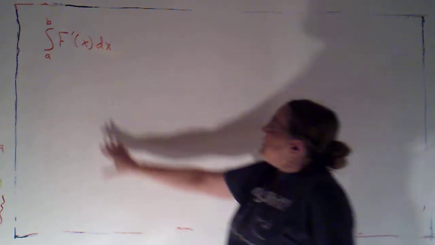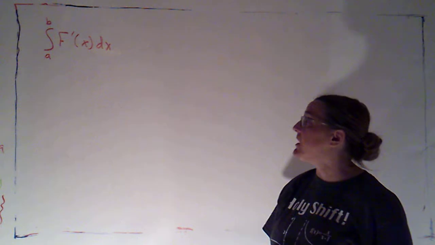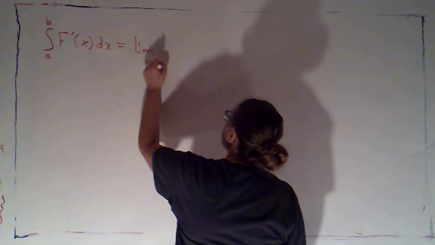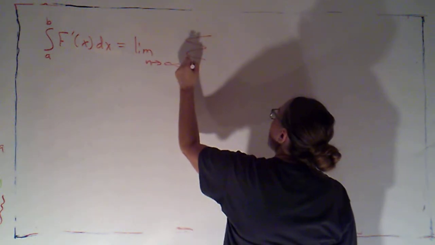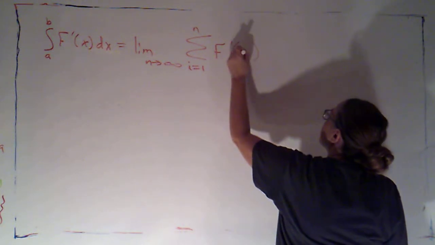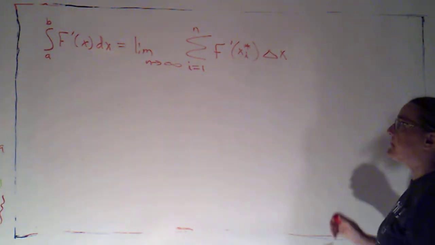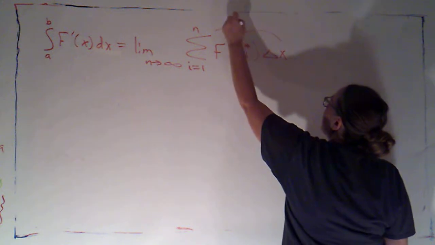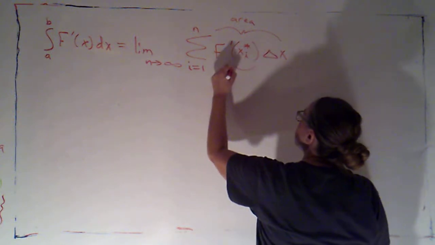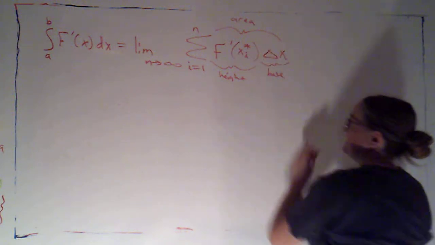Okay, so that's a definite integral. I know that's going to be a limit of a Riemann sum. So I can write this as the limit as n goes to infinity of the sum as i goes from 1 to n of f prime of xi star times delta x. Now this would be the area of a rectangle where I'm using this as my height function. So this would be my height, and this would be my base.